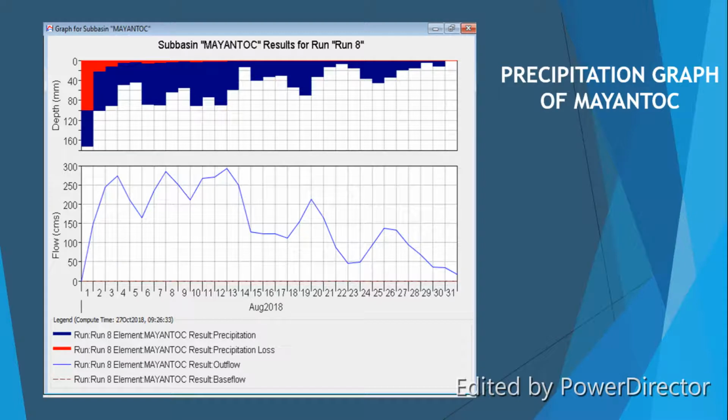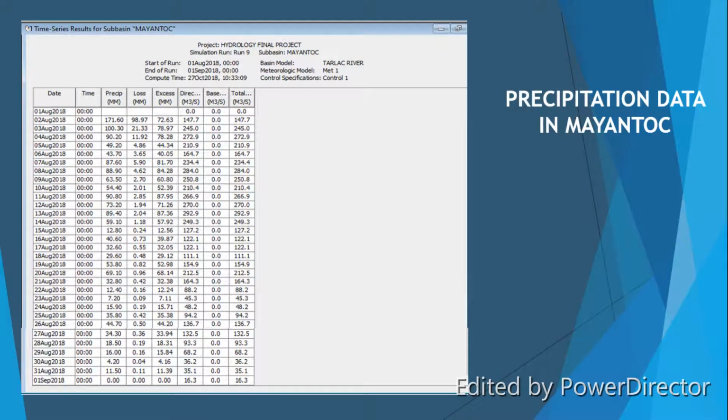On August 1, it shows that there are more losses than the water that ran off, but in the following days, because of consecutive rainfall and the fast velocity, the runoff is higher than the losses. And the precipitation data that happened from August 2 to September 1. It is recorded in the data all daily precipitation, losses which is the precipitation that infiltrates, the excess, and the water that ran off to the basin. It is recorded here that from August 3 to September 1, there is more runoff than losses.